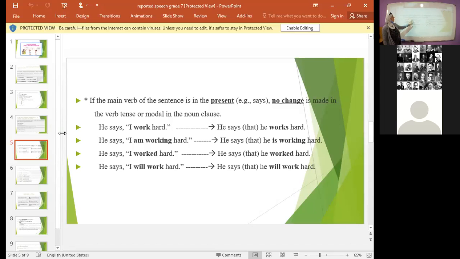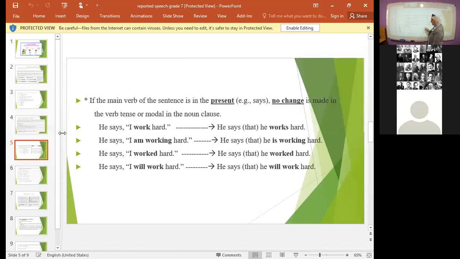He says, "I work hard," in quotation marks. Let's report this sentence. If you take it the same way I taught you, you would change it this way: He said that he worked hard. But the main verb here is simple present. When it's simple present, don't change the verb. Take this one. He says, "I work hard." He says that he works hard.